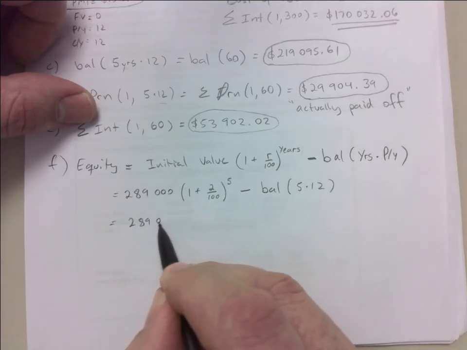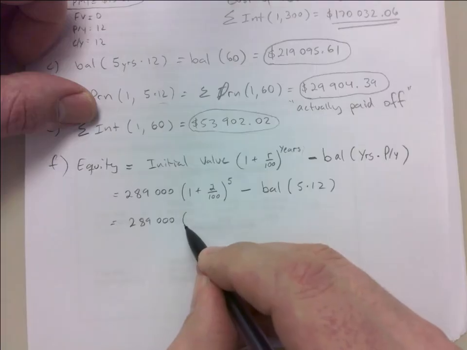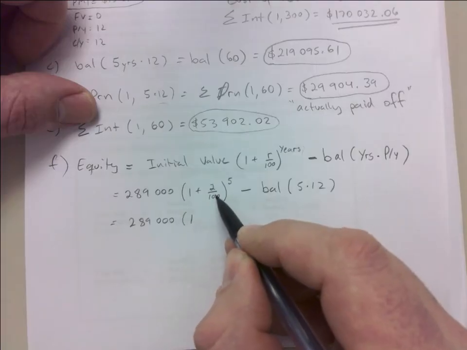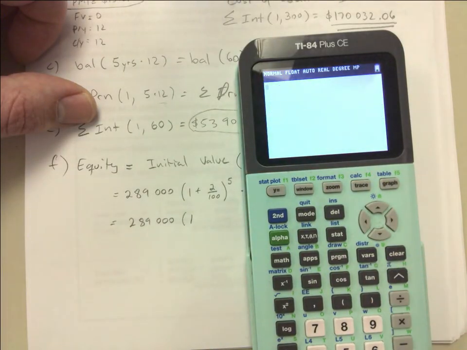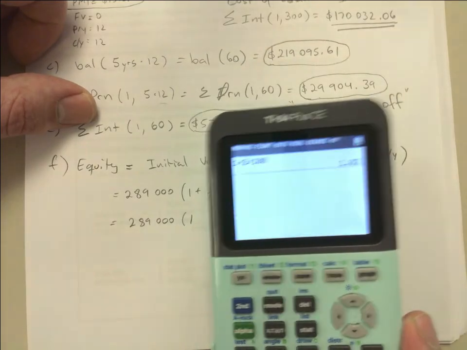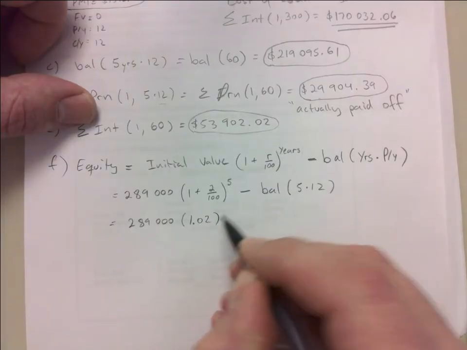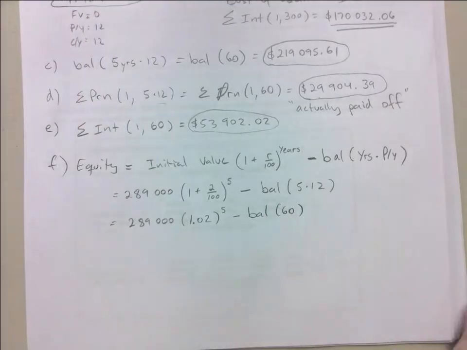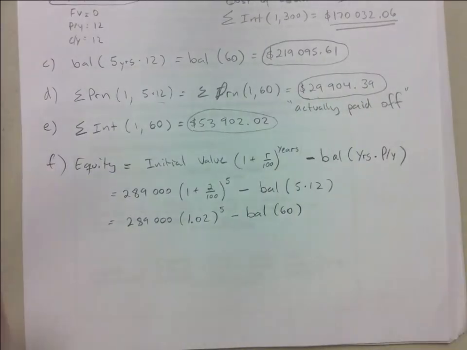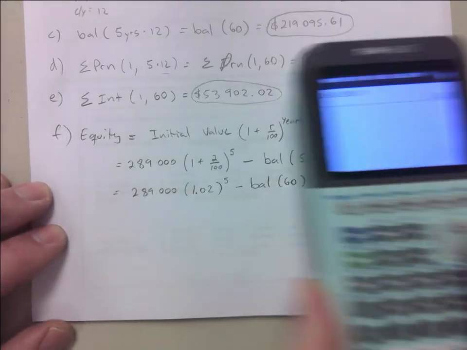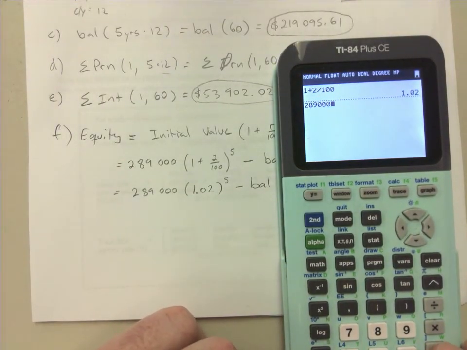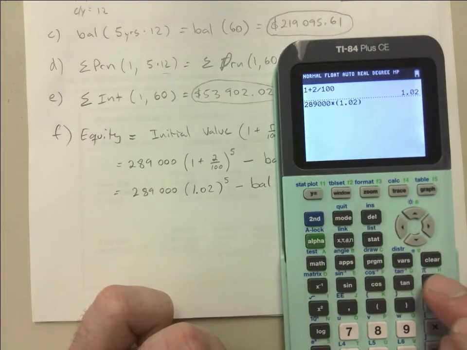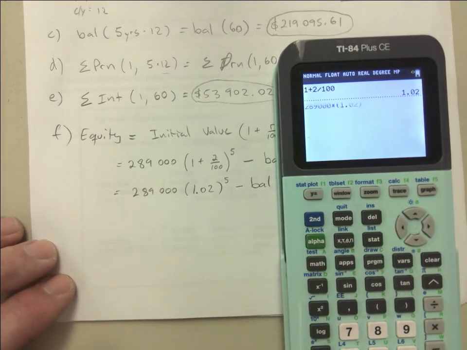You go 289. Some students just want to go straight to the final answer, right? You got to watch out. You go 2 divided by 100. Let me see here. If you go 1 plus 2 divided by 100, you're going to get 1.02. Okay, so this is 1.02 in here to the power of 5 minus balance of 60. So in this case, I'm going to go 289 times, or you can use brackets, 1.02 to the power of 5. Use the hat button.